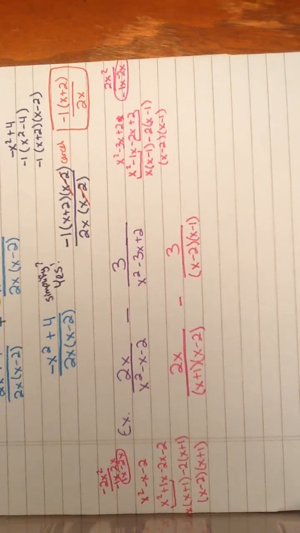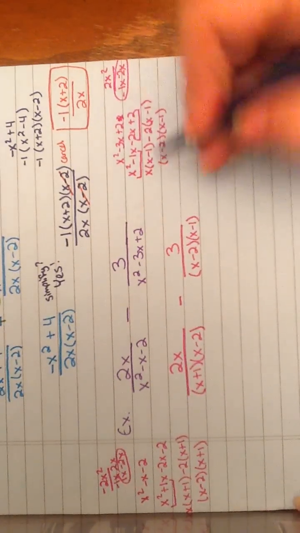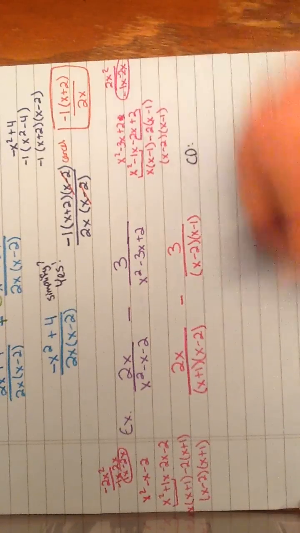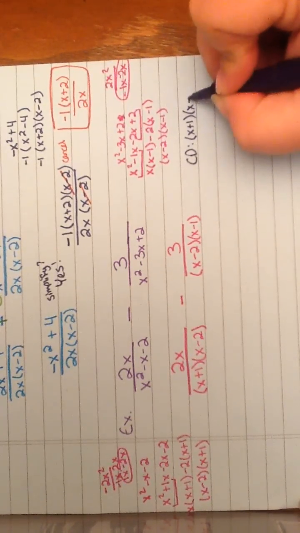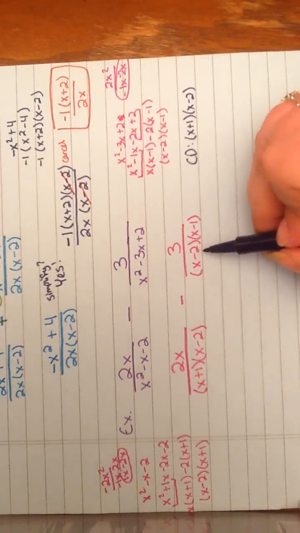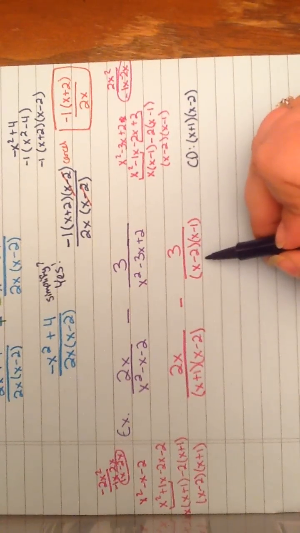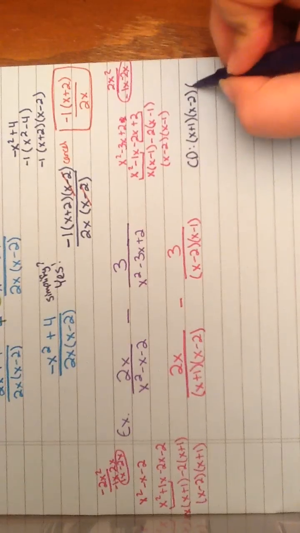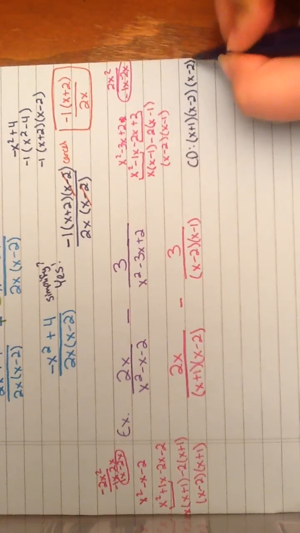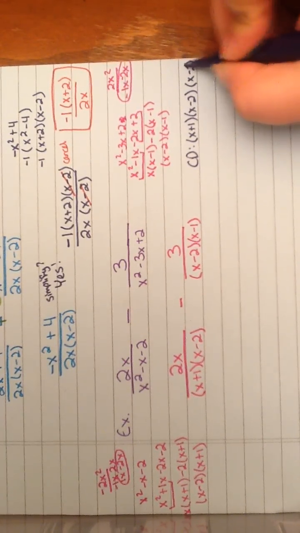Okay. Now on to our common denominator. So looking at our common denominator, from this fraction I have x plus 1 and x minus 2. For my second fraction, I have another x minus 2, so that's not new information. It doesn't go in my common denominator. But this x minus 1 is new information, so it does go over there.